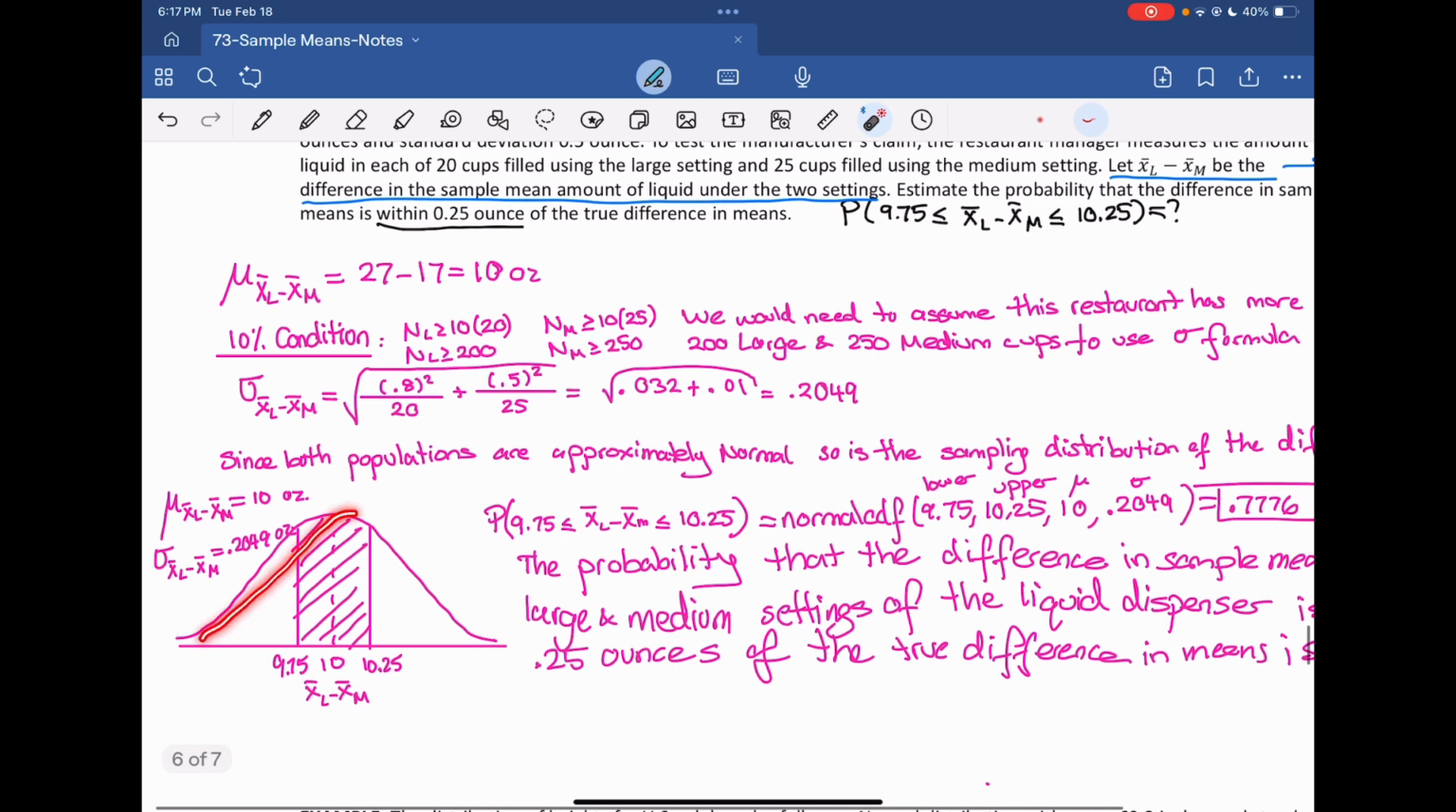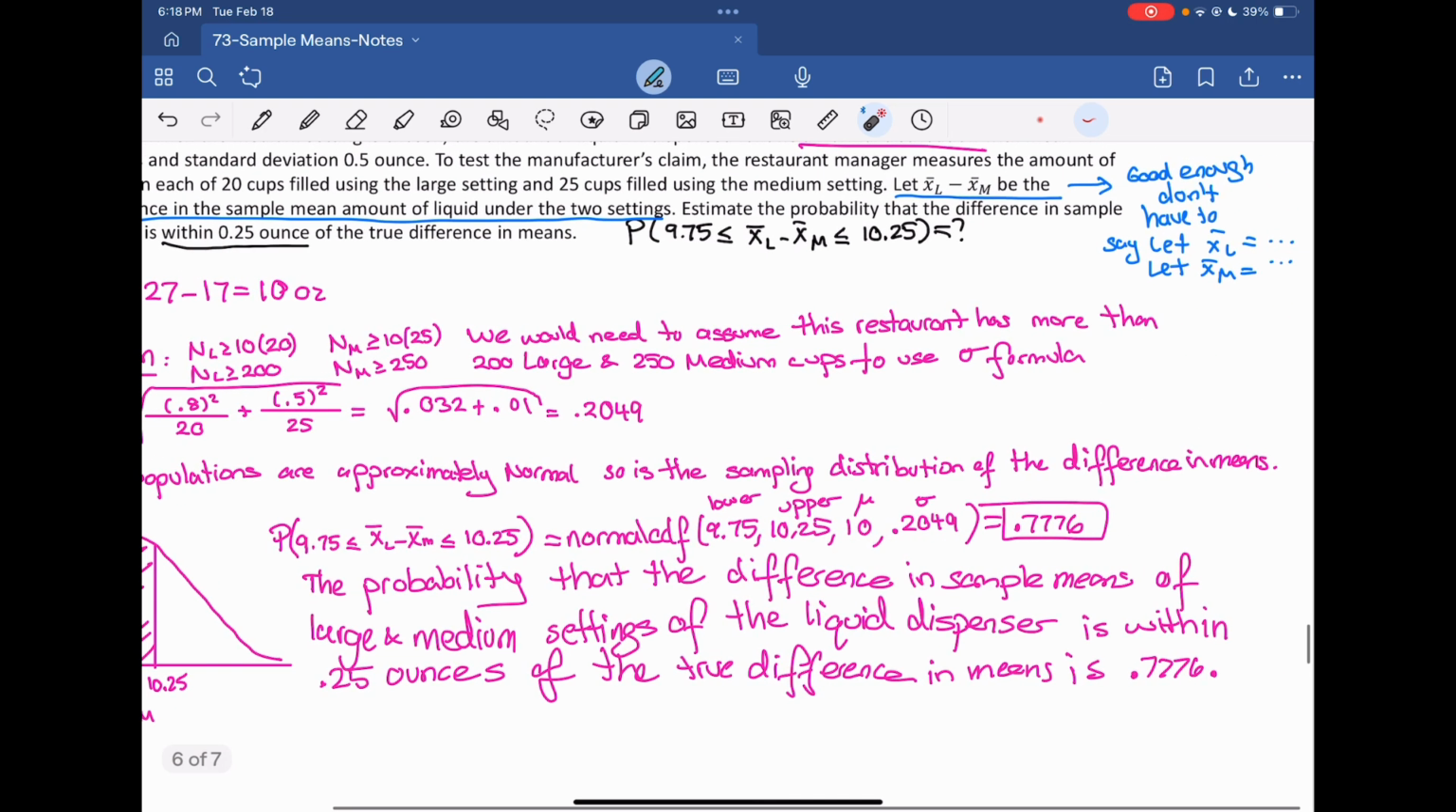Draw your normal curve. You have your mu of the difference of the means equal to 10 ounces. The sigma of the difference of means is 0.2049 ounces. Here's 10 in the middle, 9.75, 10.25. This is the sampling distribution of the difference of means. And so we're looking for the probability of the difference of means being between 9.75 and 10.25. That's an in-between question, so no 1E99 or negative 1E99. It's between these two numbers.